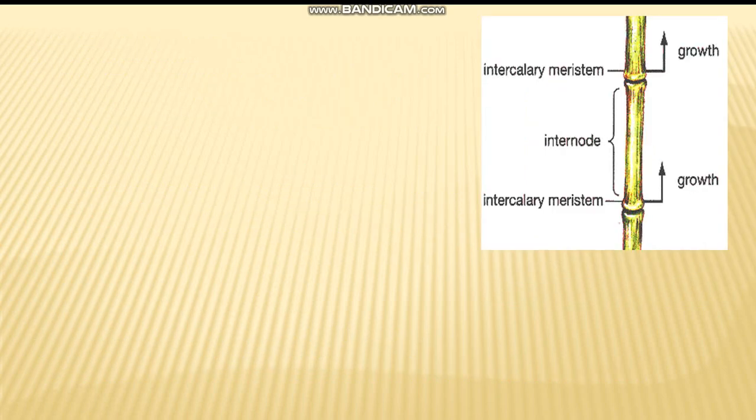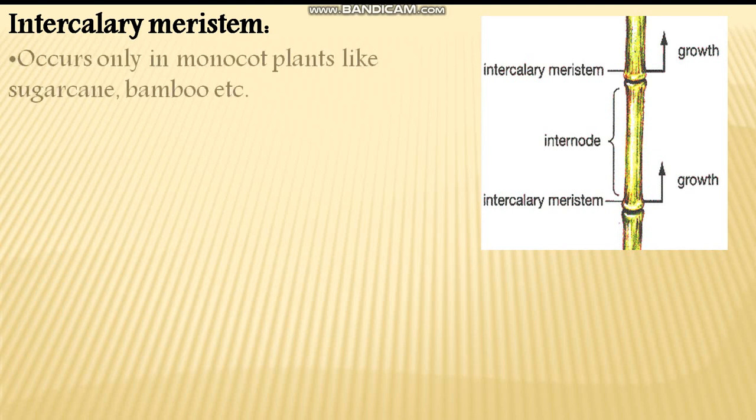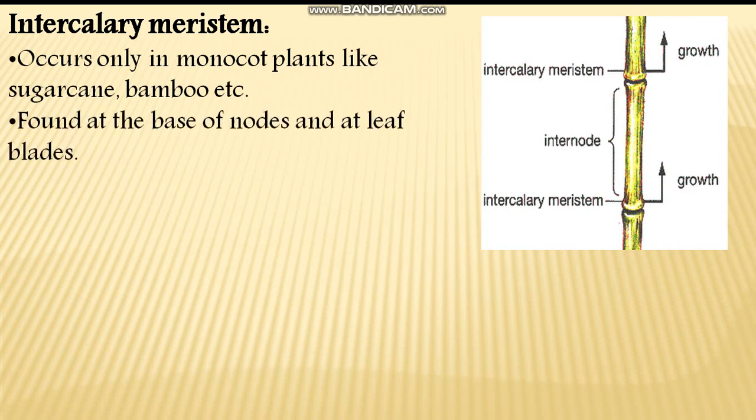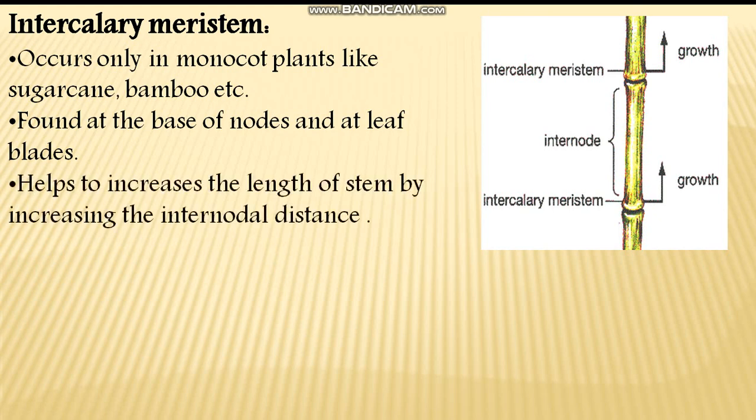Now comes the intercalary meristem. As you can see in the figure given over here, the intercalary meristem is present near the nodal region, and the arrows showing the upward direction give an idea that this intercalary meristem is increasing the length. The intercalary meristems are only found in the monocot plants, and these monocot plants are like sugarcane or bamboo. They are found at the base of the nodes or at the leaf blades. Hence they will increase the length of the stem by increasing the internodal distance.